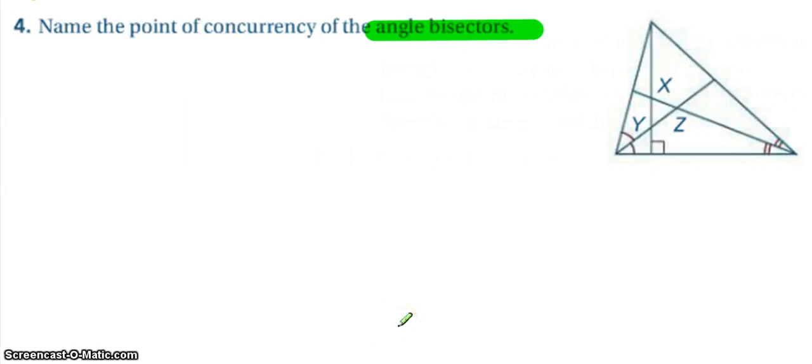Now, number 4, we're looking for the point of concurrency for our angle bisector. So we're looking for the incenter. So I look for the angles that have been bisected. Well, this angle's been bisected and this angle's been bisected. So I follow their lines and I see that this point right here would be my incenter, which is point Z.